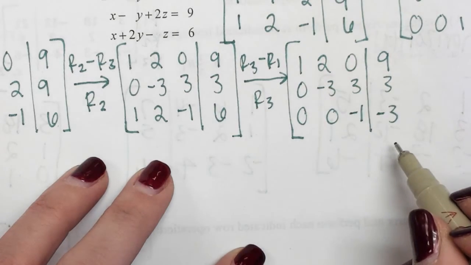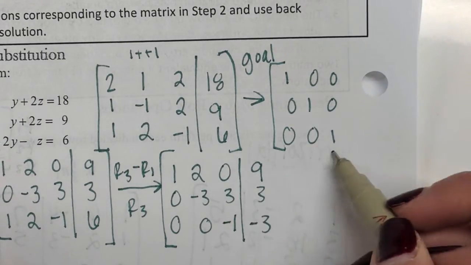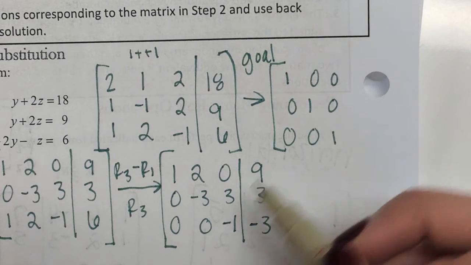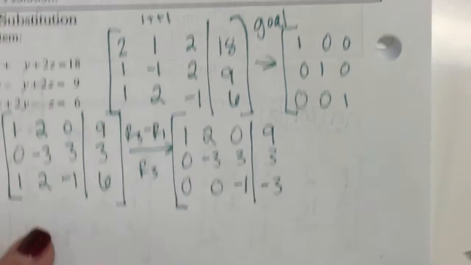Could you show the goal that we're trying to get to? Yes, we're trying to make this part look like this. All ones in the diagonal, 0 everywhere else. And we're close. We got zeros here. We just need another 1 right here. 1.